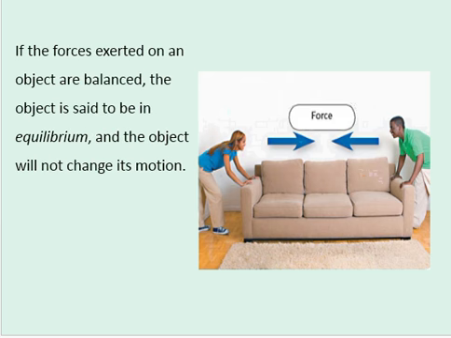We're going to use another word in class 2, and it's called equilibrium. If the forces exerted on an object are balanced, the object is said to be in equilibrium, and that means the object will not change its motion. So if you hear that word as we talk in class, equilibrium, it just means that all the forces in all directions are balanced. They're essentially equal and opposite.